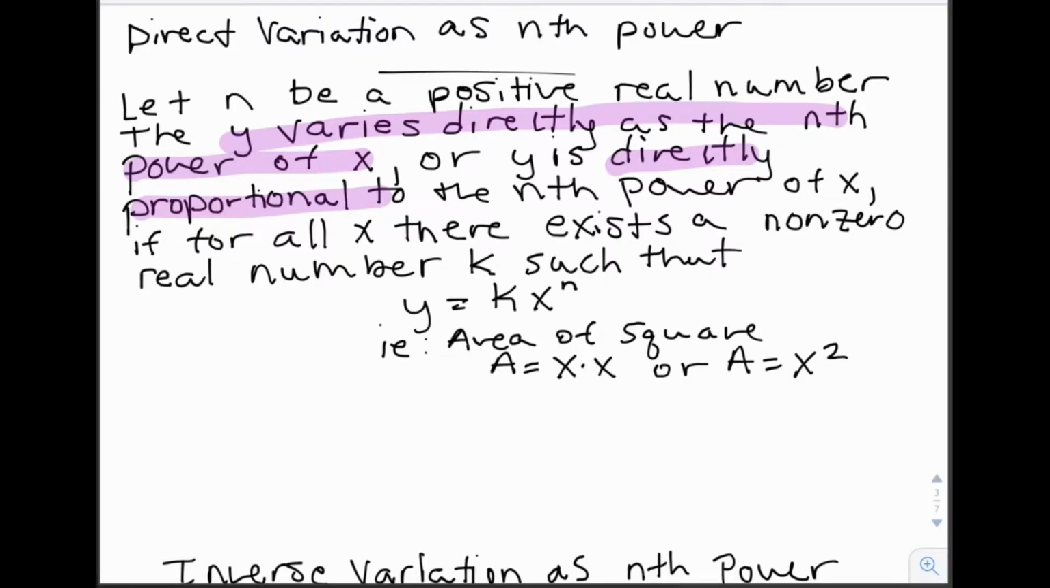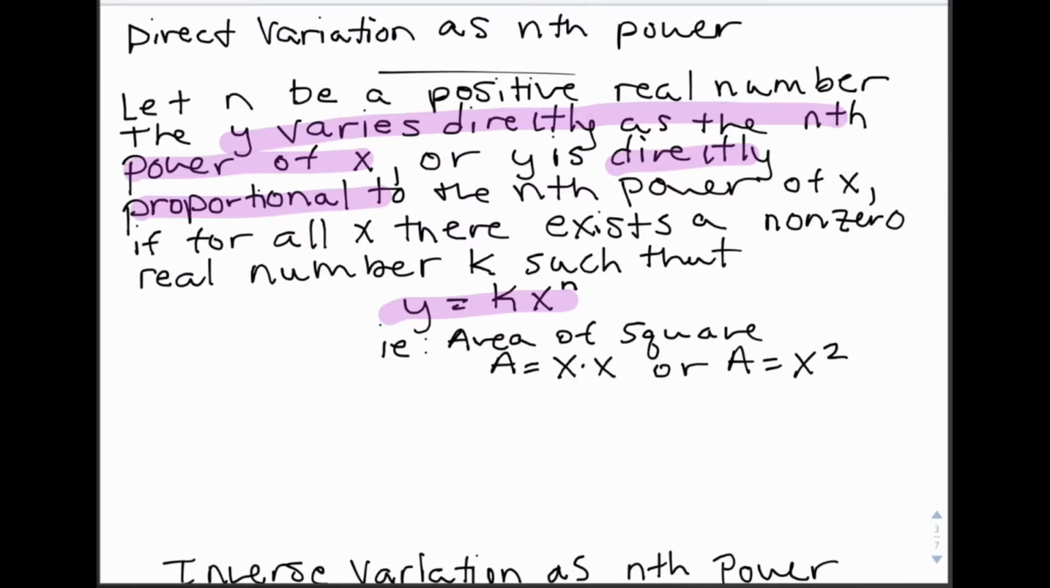So let's look at our equation. y is equal to k times x raised to the n. An example of this could be the area of a square. Your area is equal to, and you'll have the same lengths here, so x times x, or A is equal to x squared.